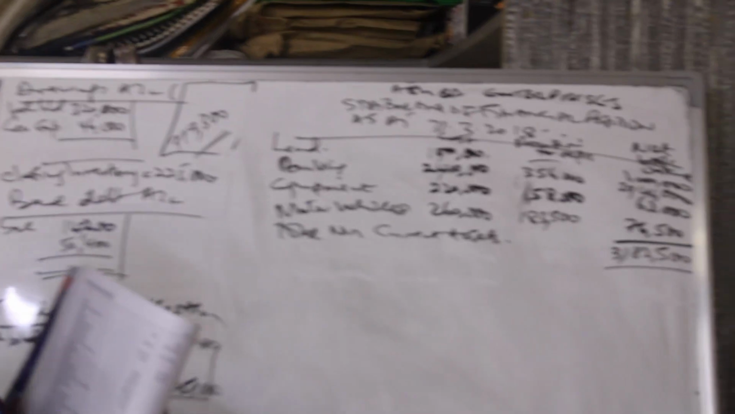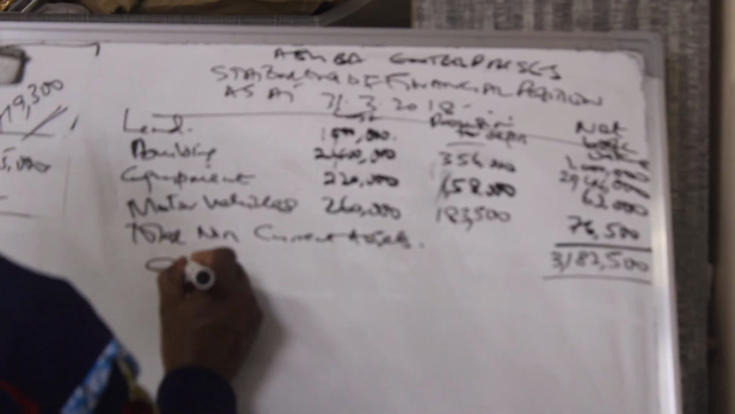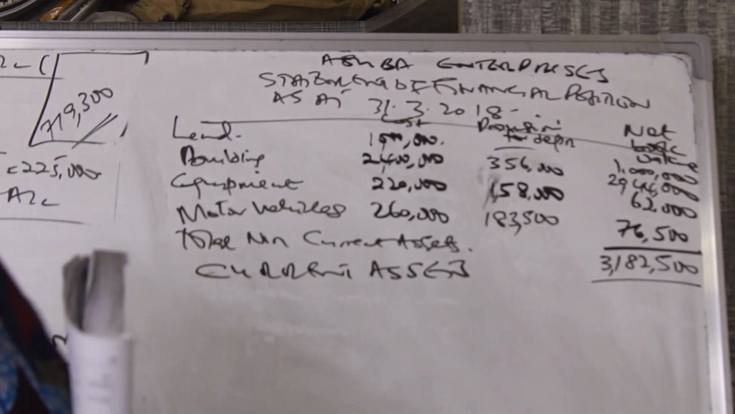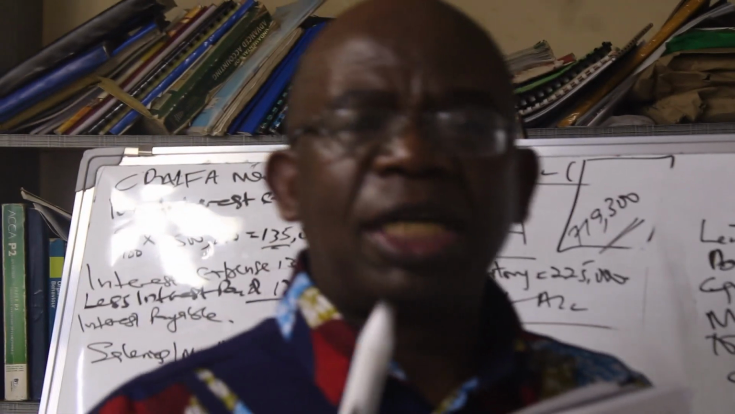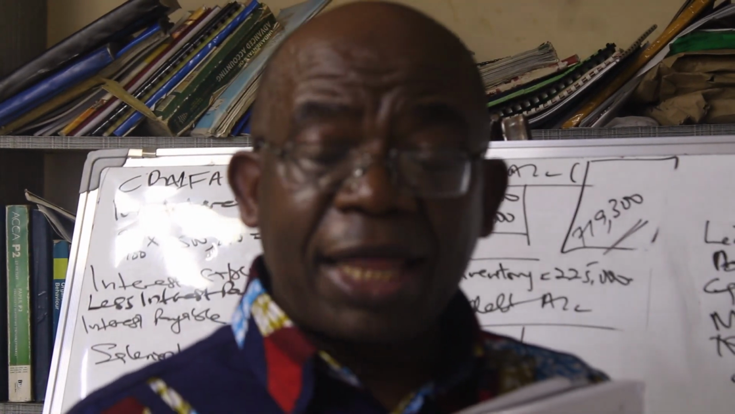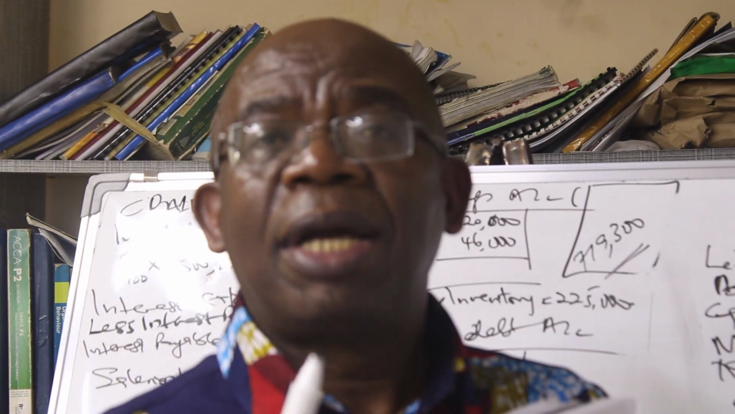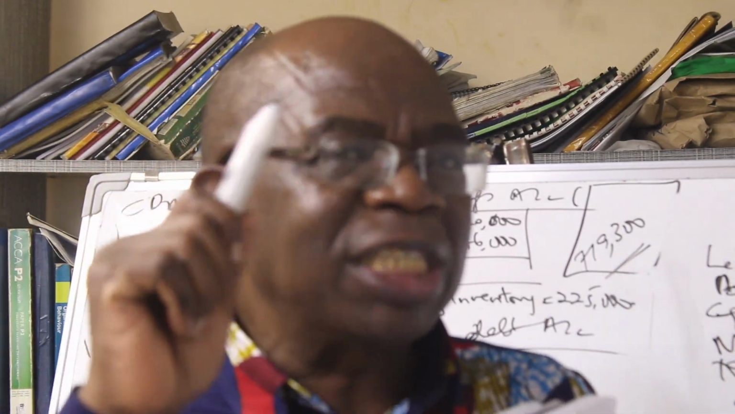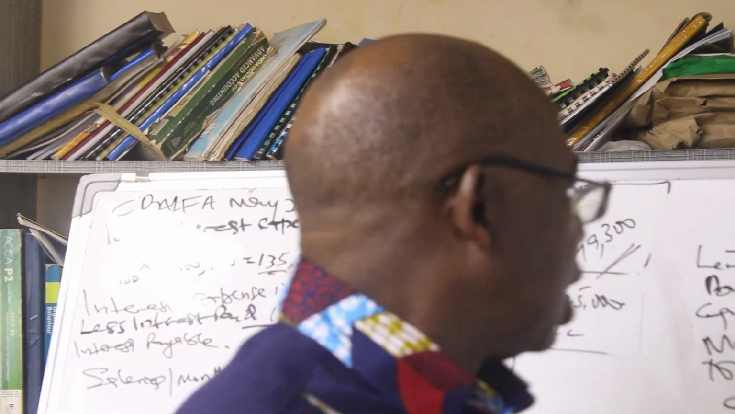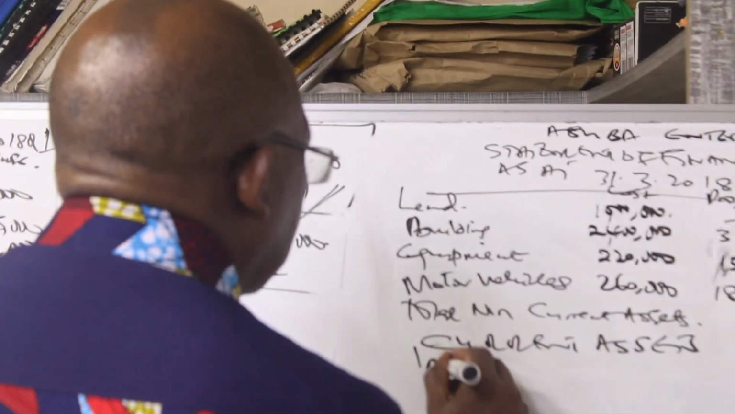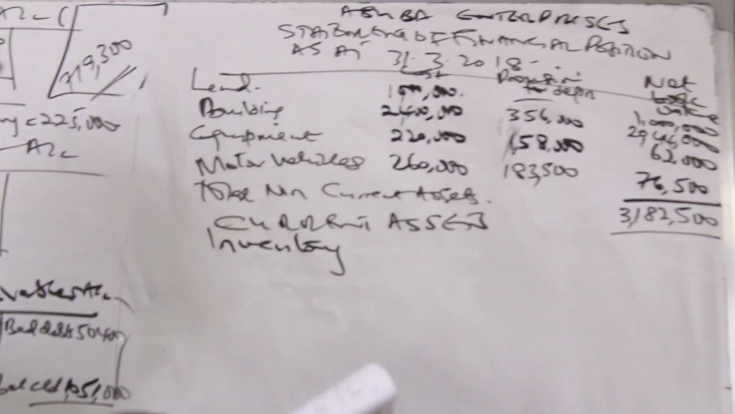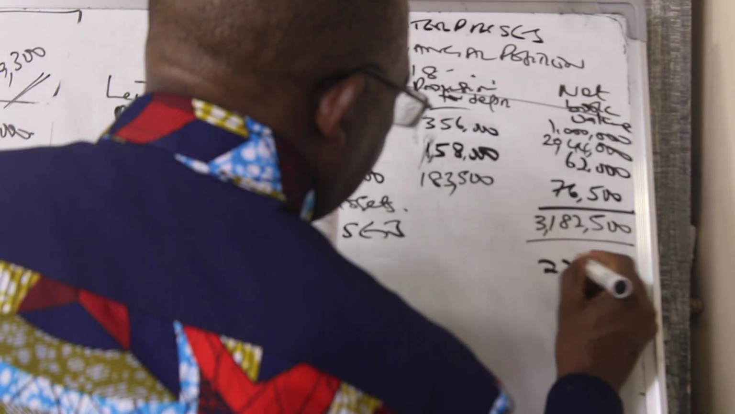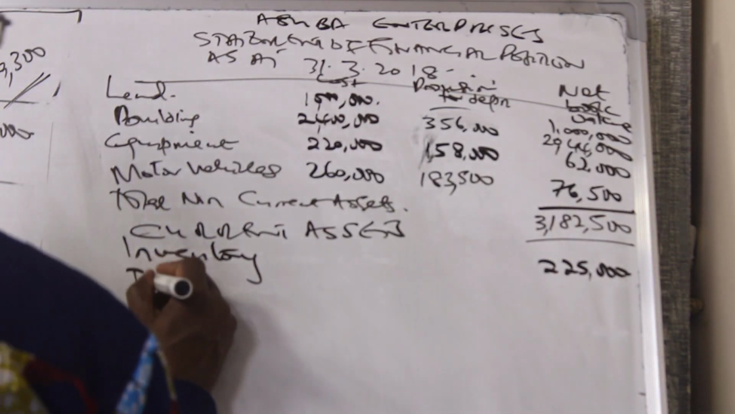So we get the current assets. Remember the format always. Our format for current assets is usually inventory, trade receivables, other debtors, prepayments, investments, bank, cash. Always have it in mind so that you go checking whether it is there. Definitely our inventory. From additional information number 4, we are given the figure for our closing inventory. It is 225,000.